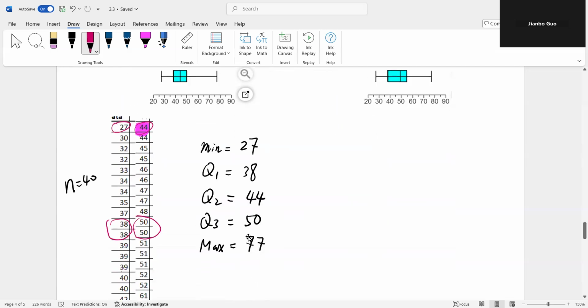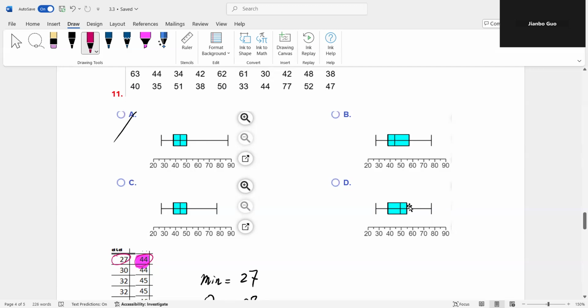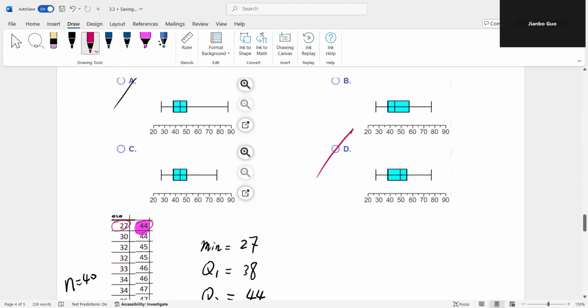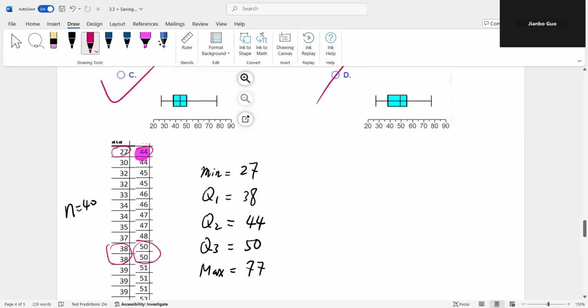We're going to look at our median. The median here is 44. Which one has the correct median? D is out because its median is too big, almost 50. B and C have a median of 44. Which one has the correct Q3? The upper quartile, Q3, is 50. B has an incorrect upper quartile, so B is out. It has to be C, and only C has the correct five-number summary in the box plot.